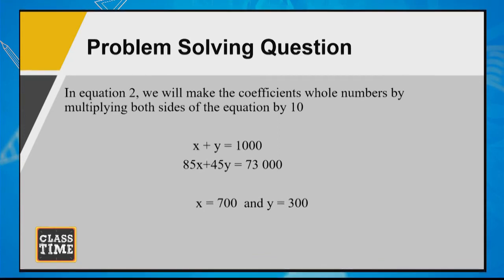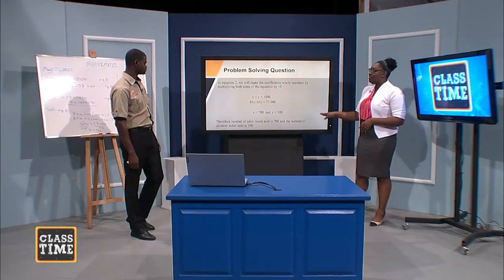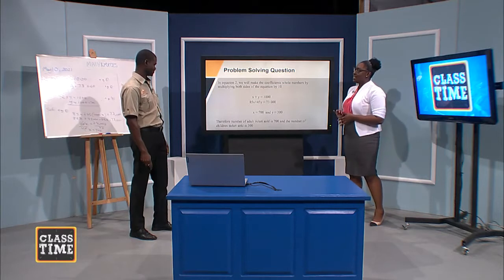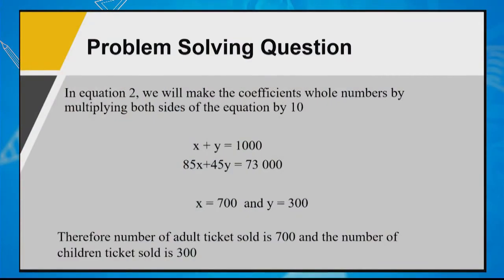So if I substitute 700 for x and 300 for y in equation 1, I'll get 700 plus 300 gives me 1,000. And the same thing, if I had done that in equation 2, then my final answer must be $73,000. And so we've checked our answer. And very last, we have to wrap it up in a nice bow. We've also gone ahead and written the final answer. So therefore, the number of adult tickets sold is 700 and the number of children tickets sold is 300.